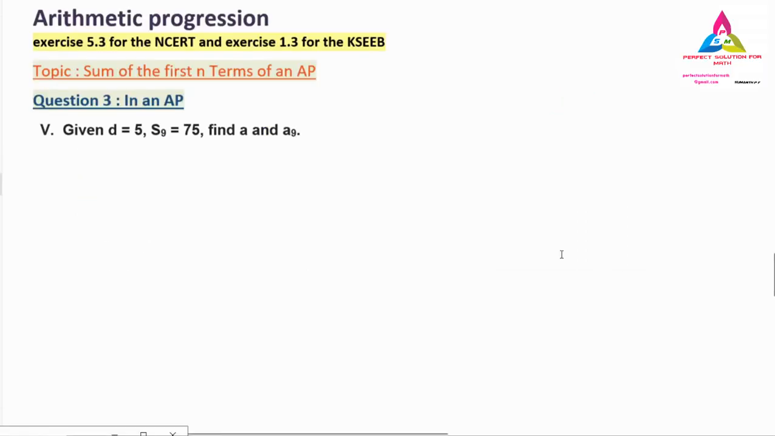Coming to question number 3, the fifth one, given d is equal to 5, S9 is equal to 75, find a and a9. In this question, d value is given and S9 is given. They have told you to find a and a9. So whenever a question like this comes, first you have to check what they have given. One thing is they have given the difference, and the second one is S9, the sum of the first 9 terms.